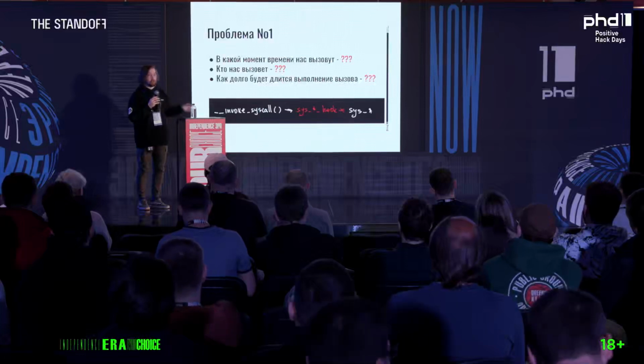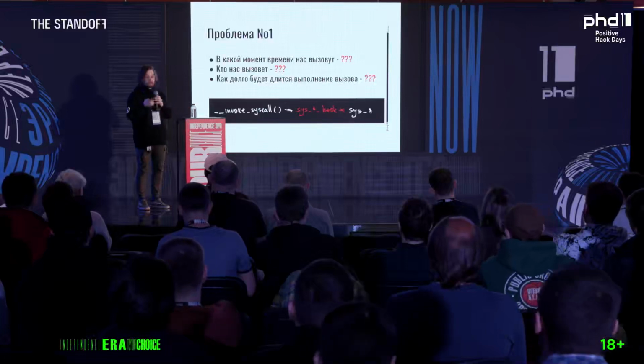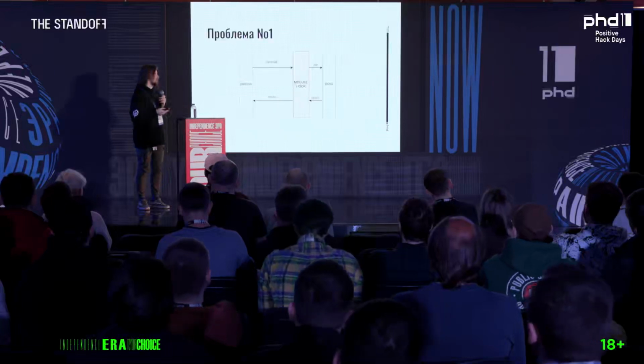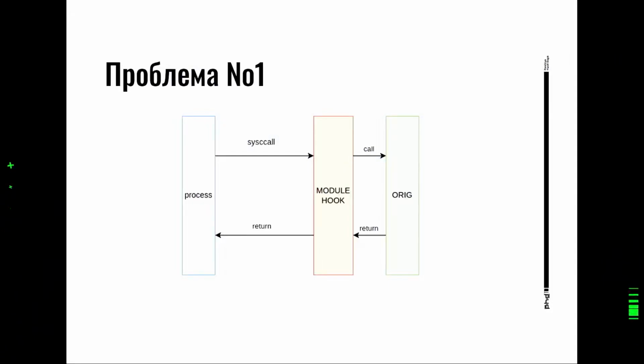We call the hook, and then we call the original to maintain the kernel. Okay, the process, the syscall, the hook, we call the original, it goes back to us, and we return to the process. Okay, what's wrong here?